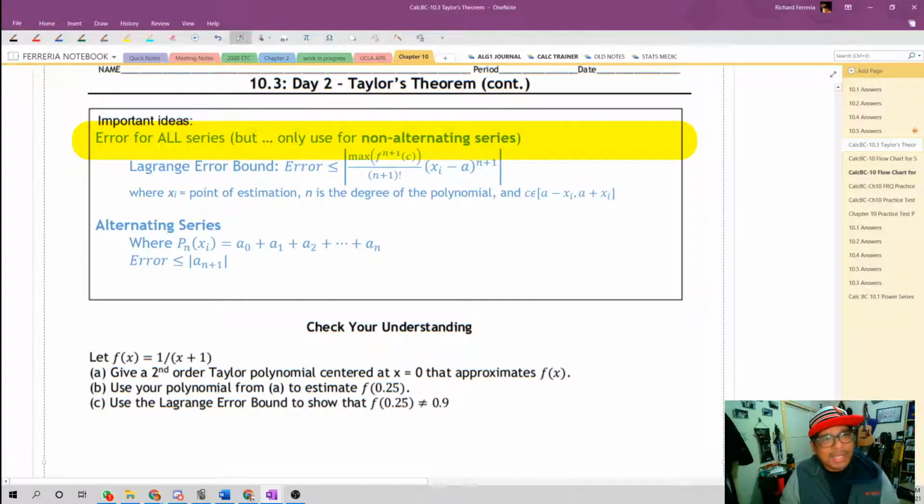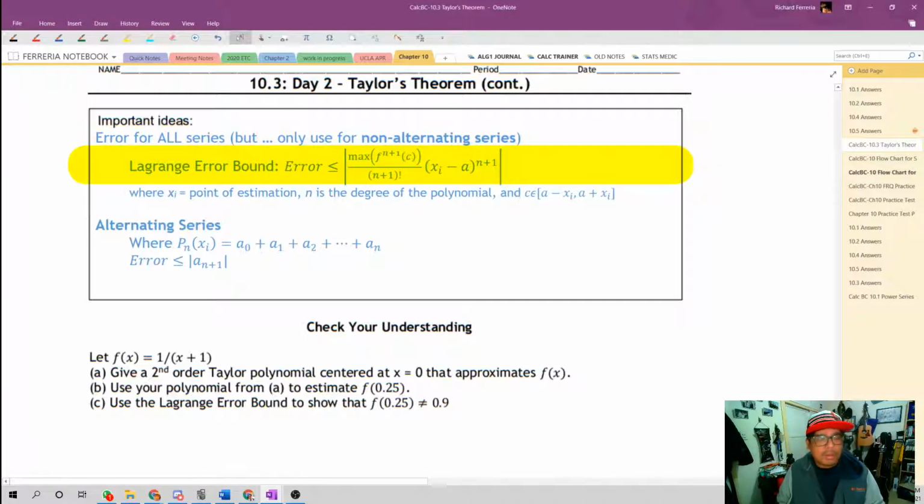So for the important ideas, technically the Lagrange error bound is an error bound that works for every series, whether it's alternating or whether it's not alternating. But in practice, we're only going to use the Lagrange error bound for series that are not alternating. Now, the Lagrange error bound is the very next term in the Taylor series, with the only exception being that we're going to be using the maximum value of the derivative rather than the derivative evaluated at the center.